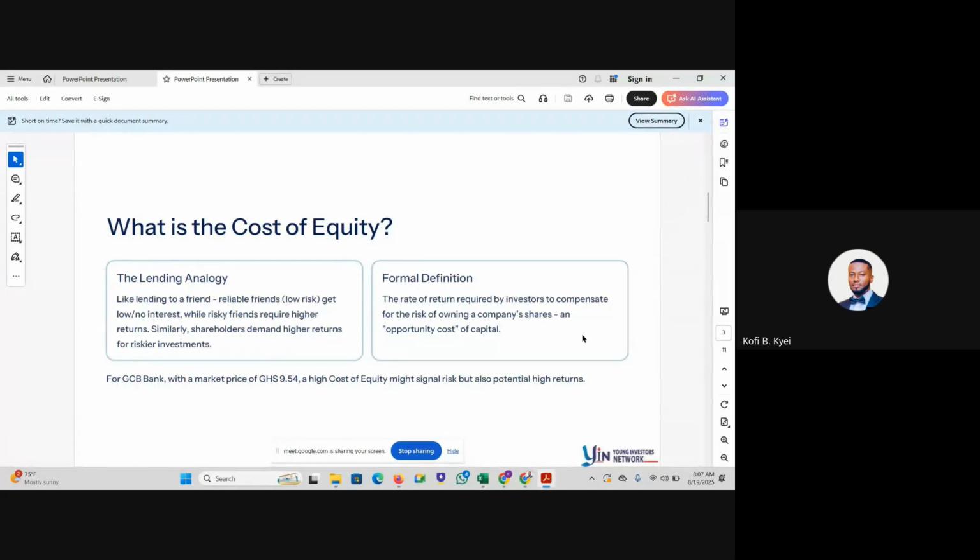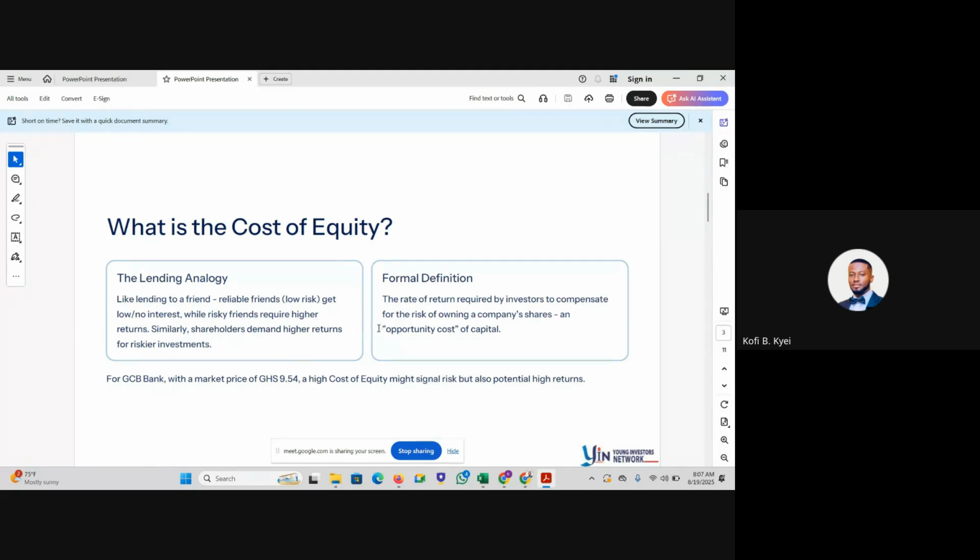Whilst when you are giving money to a risky friend, you expect a higher return. So shareholders demand higher returns for riskier investments. If the cost of equity is too high and it's suppressing the future cash flows, then it's a concern. So you have to take a look at it.